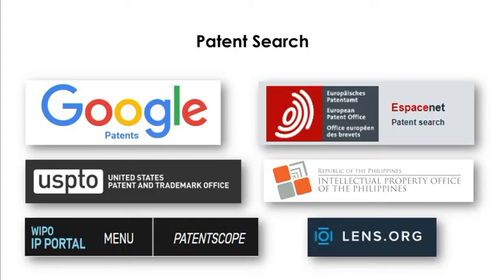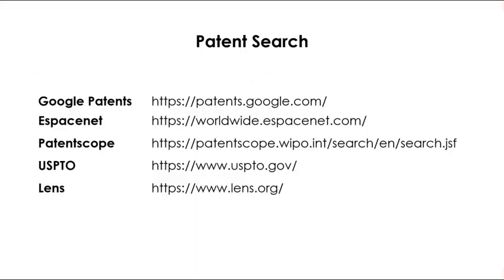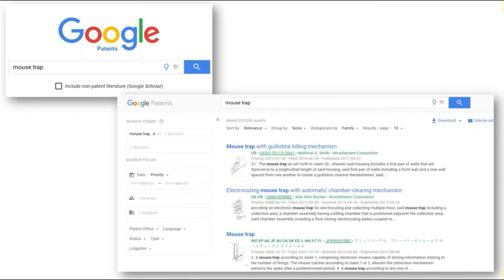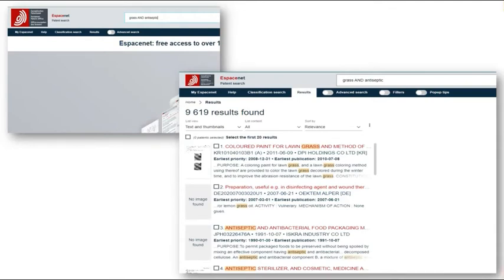Now, these are some of the most used databases which are free: Google Patents, SPASnet, the United States Patent Office, the Intellectual Property Office of the Philippines, Patent Scope of WIPO, and lens.org. Here are the URLs of the sites. Here are the screenshots of patent search performed in Google Patents. Here are the screenshots of patent search performed in SPASnet.